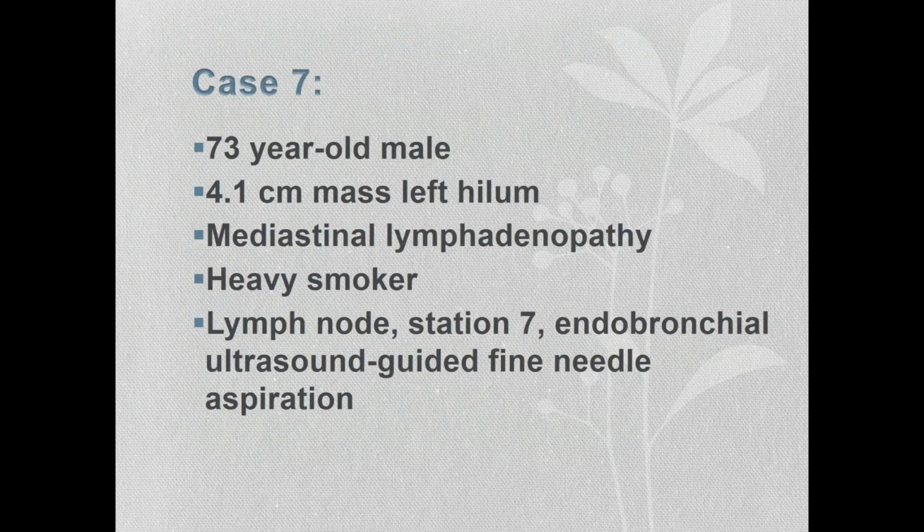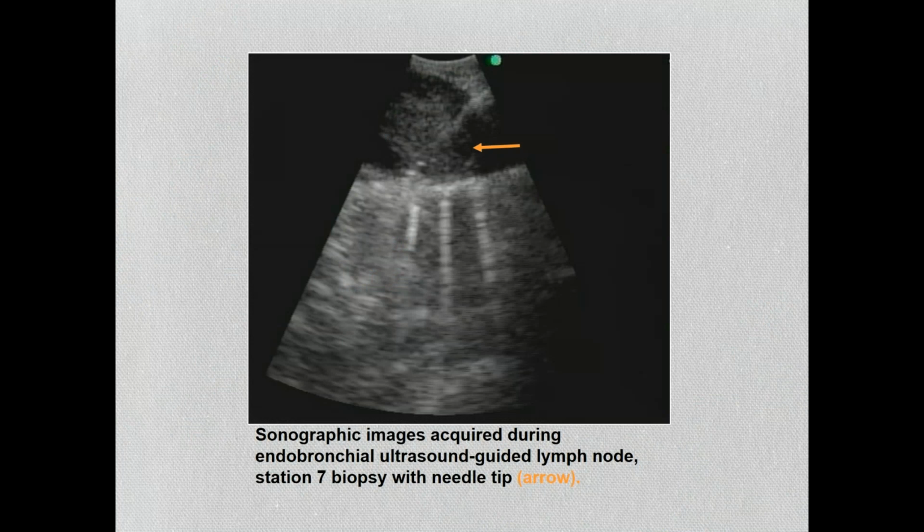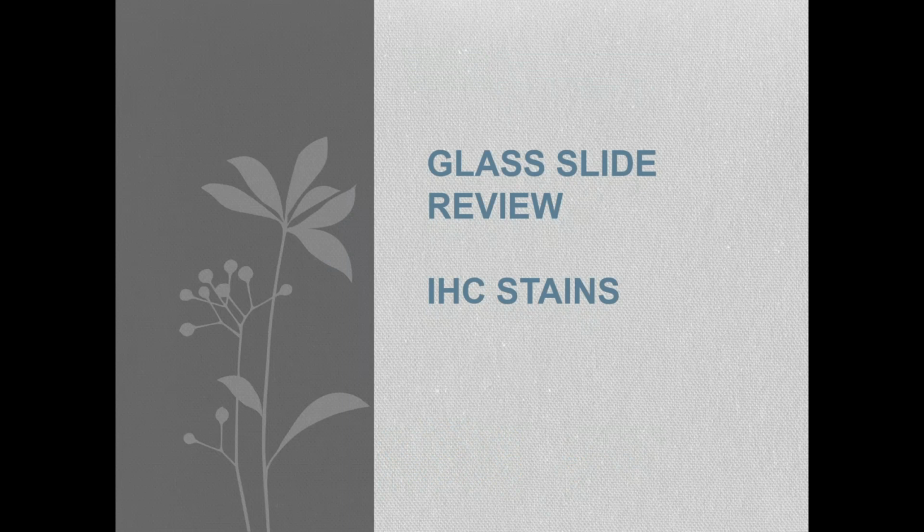Okay, case number 7. This case is a 73-year-old male who has a 4.1 centimeter mass in his left hilum and mediastinal lymphadenopathy. This patient's a really heavy smoker, and we performed a lymph node station 7 endobronchial ultrasound-guided FNA. Just a little diagram showing these endobronchial ultrasound-guided FNAs, and here's the actual needle going through station 7 biopsy, showing the needle tip in this case. So let's look at some glass slides for case 7.